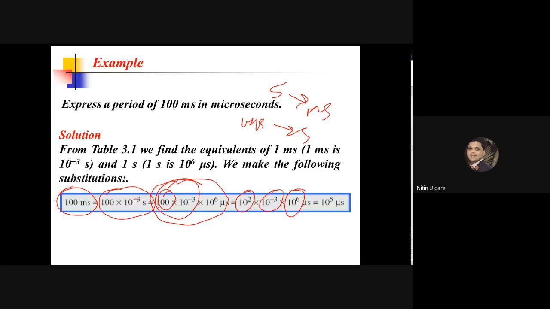When you evaluate this expression, you will get the answer 10 to the power 5 microseconds. How? 2 plus 6 is 8, 8 minus 3 is 5. So 10 to the power 5 microseconds is the right answer. So you can express it as 100 milliseconds or 10 to the power 5 microseconds.